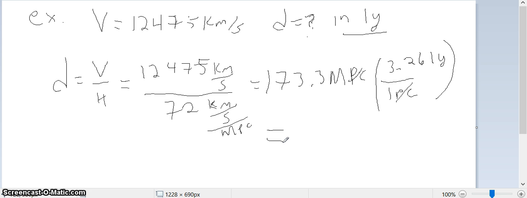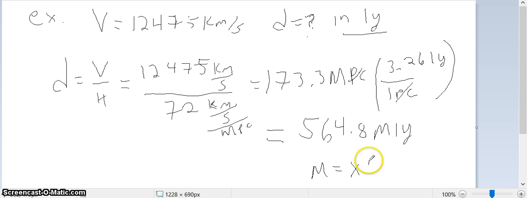And so the answer comes out to be 564.8, and the way that we say this would be mega light years. And remember, mega, capital M, always stands for times 10 to the sixth. So if we were to convert this into an actual number, it would be 564.8 times 10 to the sixth light years. All right, so that's our first example.